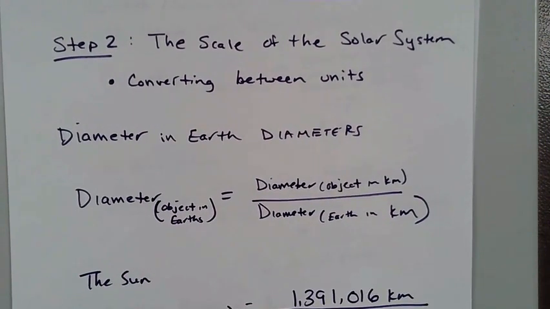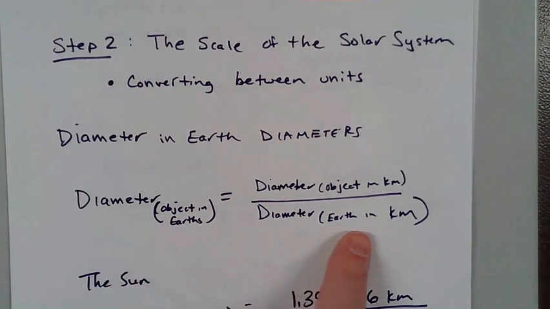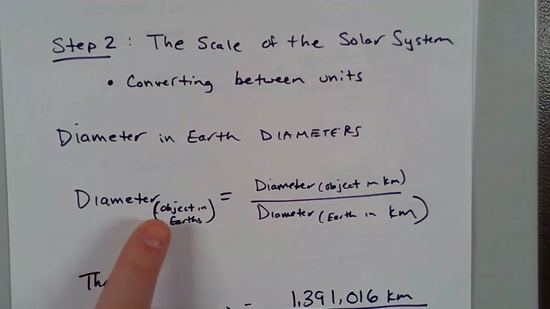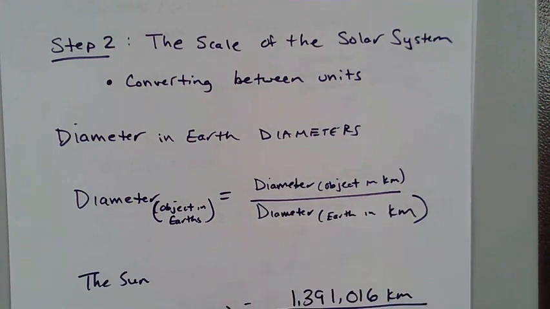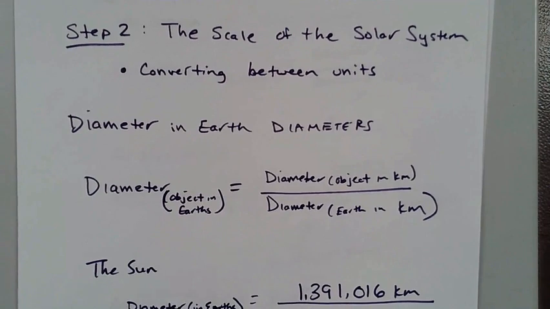Step 2 is called the scale of the solar system, and you'll begin converting units here. What they have you do is convert units in this quest to, in the first part at least, compared to the Earth's diameter. And so in order to convert to Earth diameters, you will use this conversion formula, where, to find the diameter of any object in Earths, you will take the diameter of the object in kilometers divided by the diameter of the Earth in kilometers.